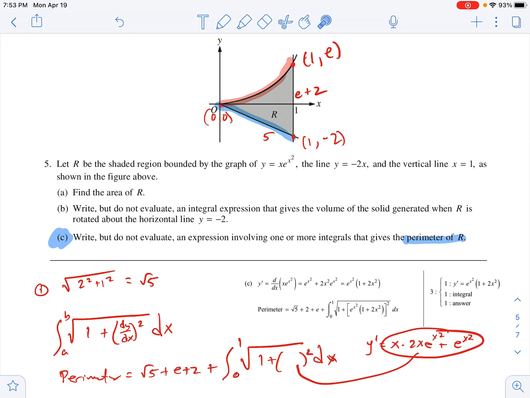And so you can see you get 1 point for finding this derivative, for knowing that you need the derivative inside of this formula, and 1 point for having your integral correct. So really knowing this formula is basically absolutely vital for all three parts. If you don't know the formula for length of curve, you cannot get any of the 3 points for this problem.